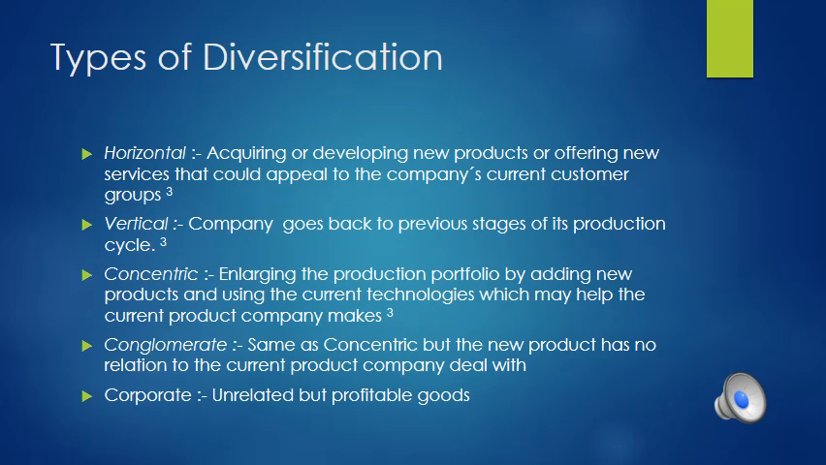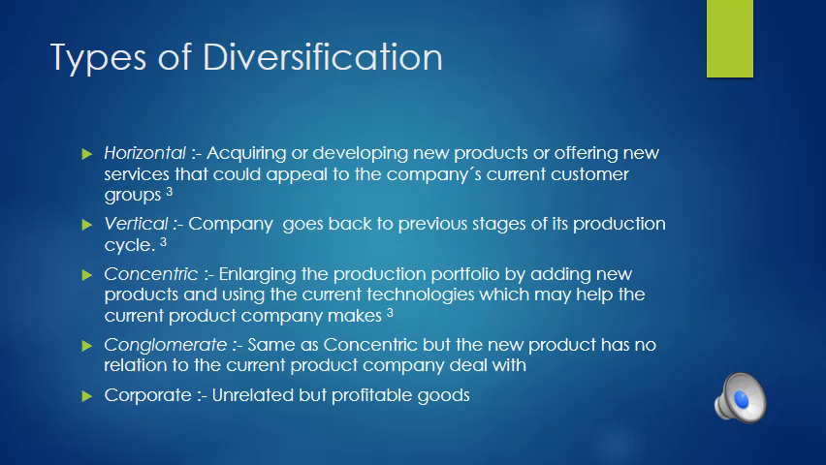There are five different types of diversification: horizontal diversification, vertical diversification, concentric diversification, heterogeneous or conglomerate diversification, and corporate diversification. First, horizontal diversification is acquiring or developing new products or offering new services that could appeal to the company's current customer groups. In this case, the company relies on sales and technological relations to the existing product lines. For example, a dairy using cheese adds a new type of cheese to its products.